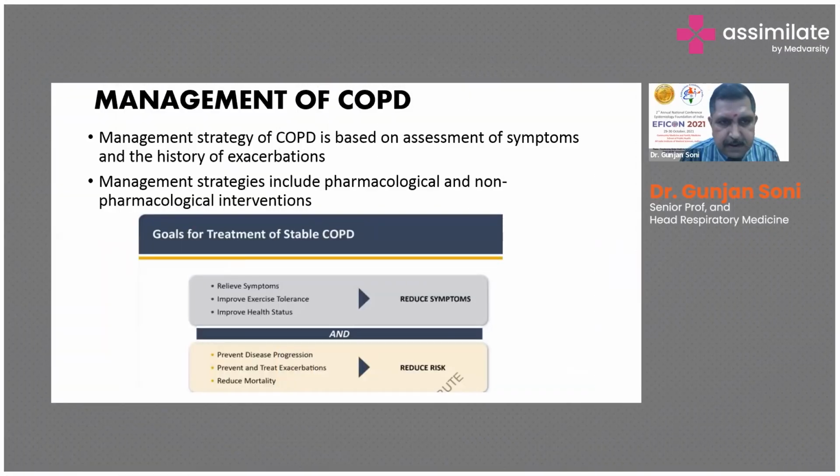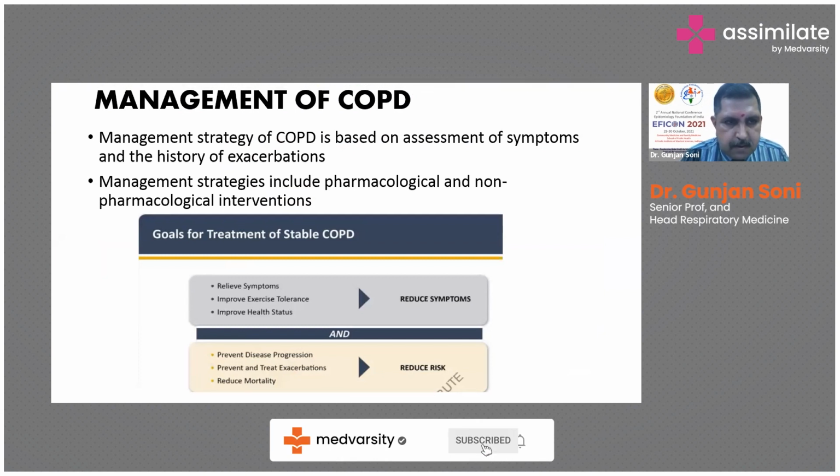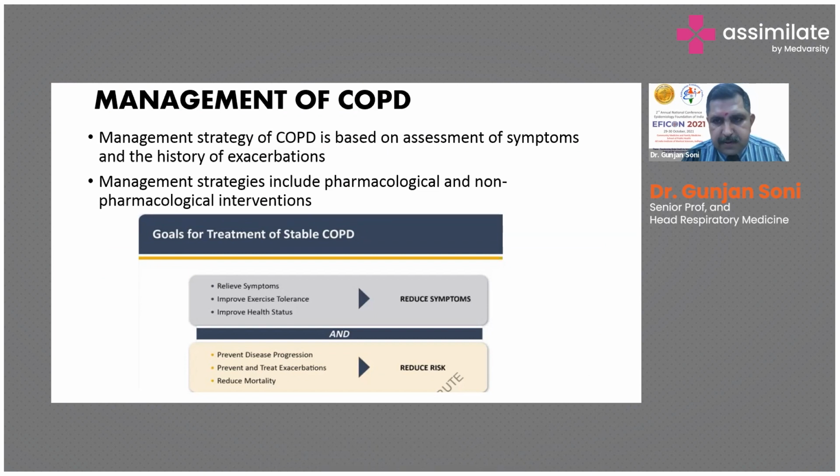We have to manage the patient very well because this is the third leading cause of death, and most of the patients of COPD will have a greater mortality and morbidity if they are not treated well. The management strategy of COPD is based on the assessment of symptoms and the history of exacerbation. The management strategies include the pharmacological and the non-pharmacological interventions.